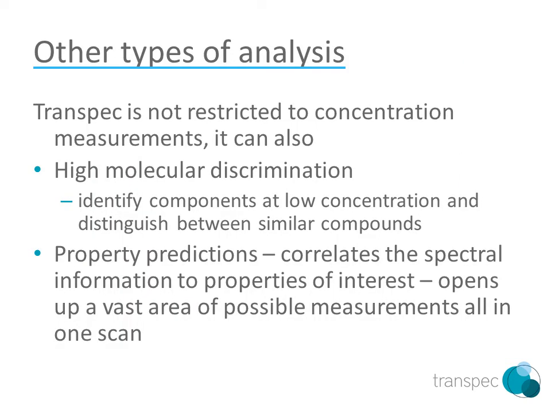The previous section shows how some FR concentration measurements would be carried out, but TranSpec is not restricted to concentration measurements. It can also achieve high molecular discrimination, meaning that complex mixtures and detailed analysis can be carried out and compounds identified. This could be used for the plastics industry to the pharmaceutical industry. This high quality of data also allows correlations to properties of interest to be identified, opening up possibilities for multiple property measurement in one scan.